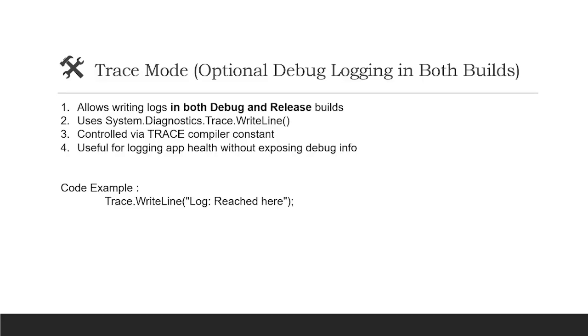Before using the trace keyword, you have to add your namespace System.Diagnostics. This can be controlled by the trace compiler, and it is much more useful for logging or checking the health of your application without exposing any debug information in your application. So let's see the C# code.